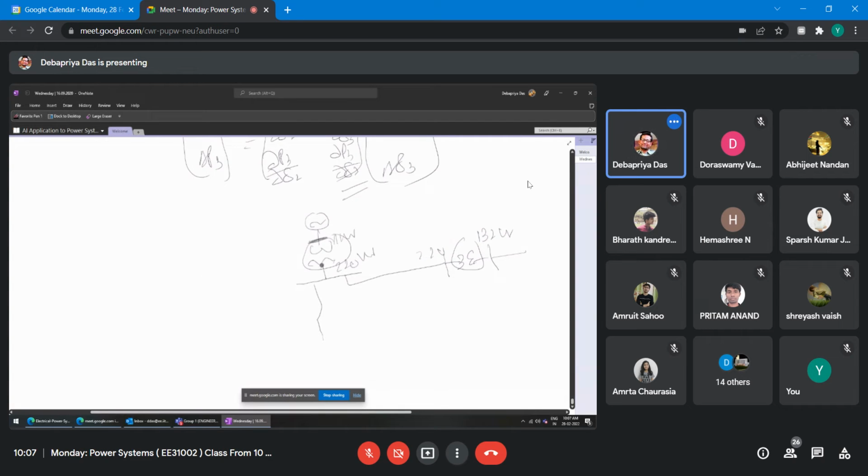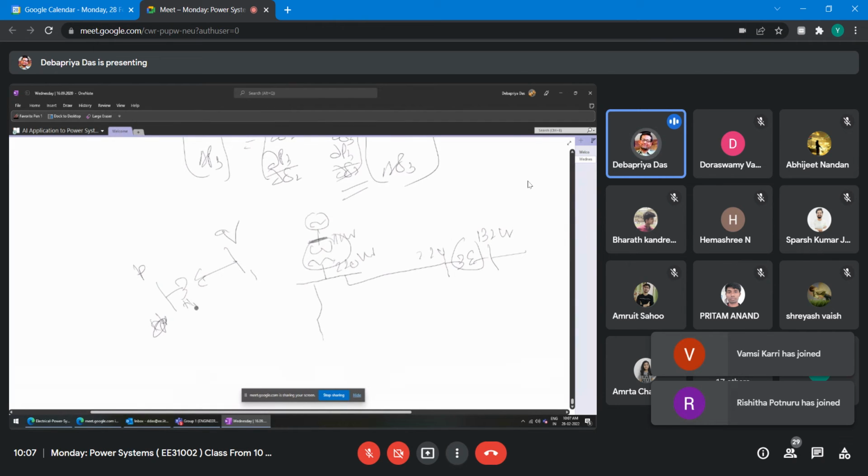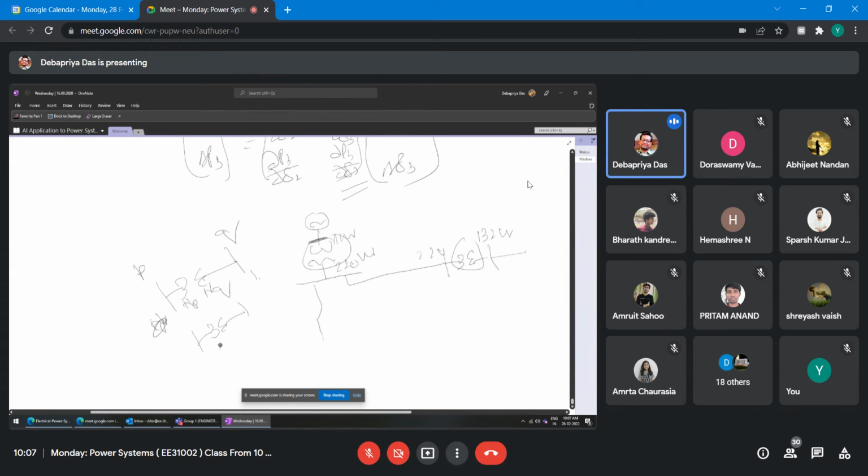For example, suppose this is a transformer. Suppose this is your primary side, and this is your secondary side, P and Q. The turns ratio on this side is NP, and on this side NQ. I'm not telling high voltage or low voltage. The primary side is NP and the secondary side is NQ. Then this can also be represented as 1 is to A, where A is equal to NQ by NP.